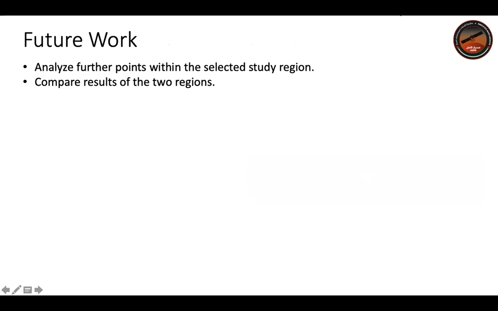As future work, I need to focus on analyzing further points within the selected study regions to have better context, and then compare the results of the two regions, bright and dark, to understand how different they are. The results of this work will be presented at the AGU virtual conference this year. Thank you. If you have any questions, I'm happy to answer them.